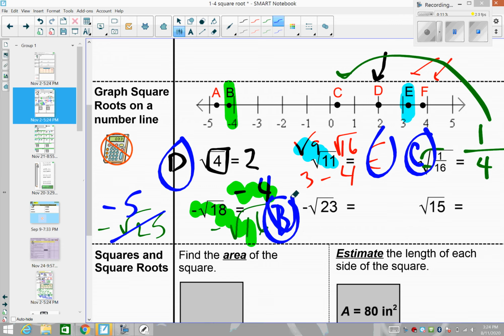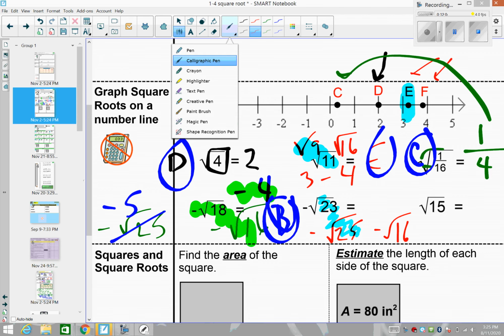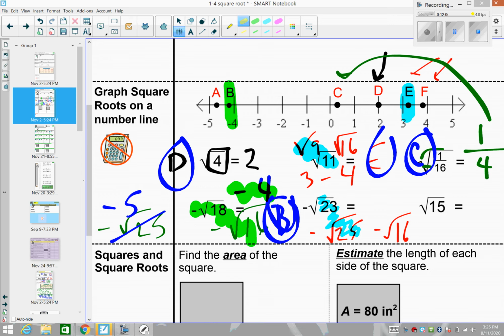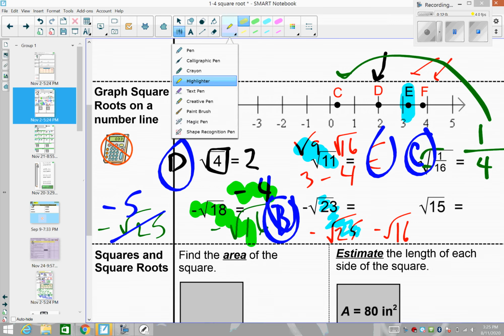All right, so negative square root 23 would be between negative square root of 25 and negative square root 16, which we just practiced. That works out beautifully because negative square root 23 is pretty close to the square root of 25. Again, we're just estimating, so the answer has to be a little bit closer to negative 5. And the one that's a little closer to negative 5 is A.